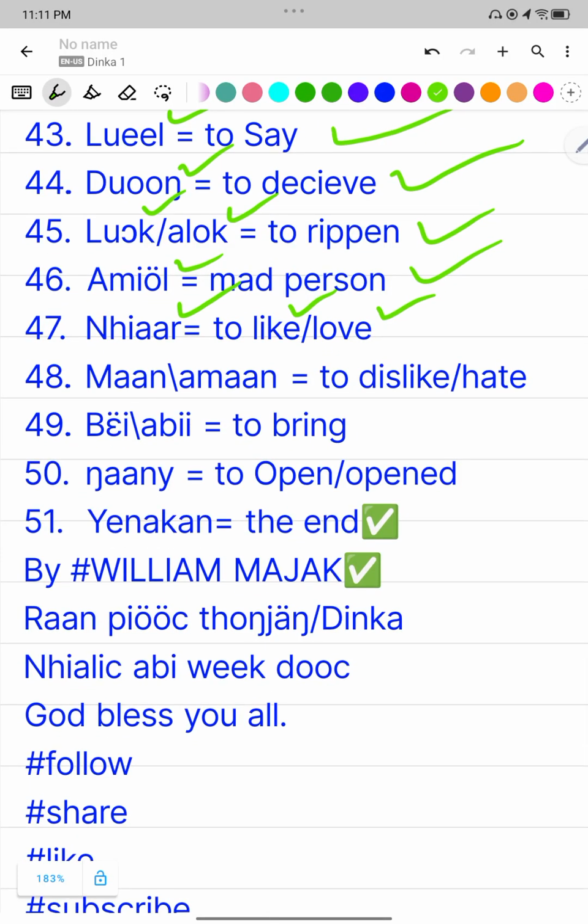Number 48. Man or aman means to dislike or to hate. This is the opposite of nyar. The opposite of nyar in Dinka is man, to dislike or to hate someone. You love someone or you like someone; in the opposite, you hate them or you dislike them. That's how we do it in Dinka.